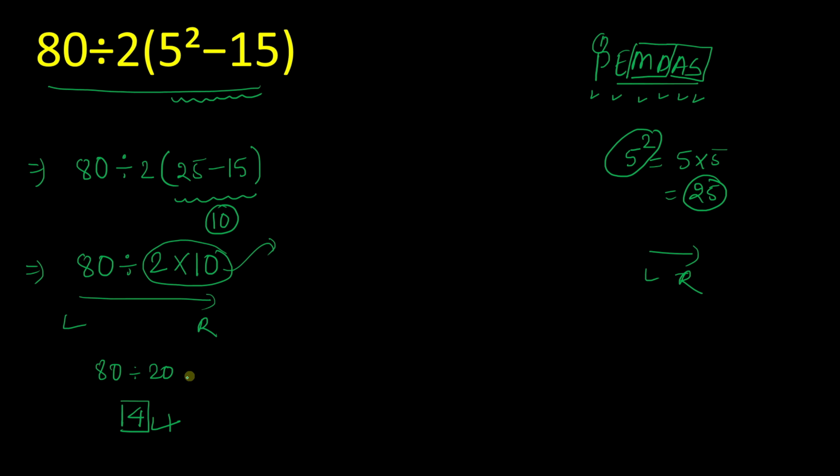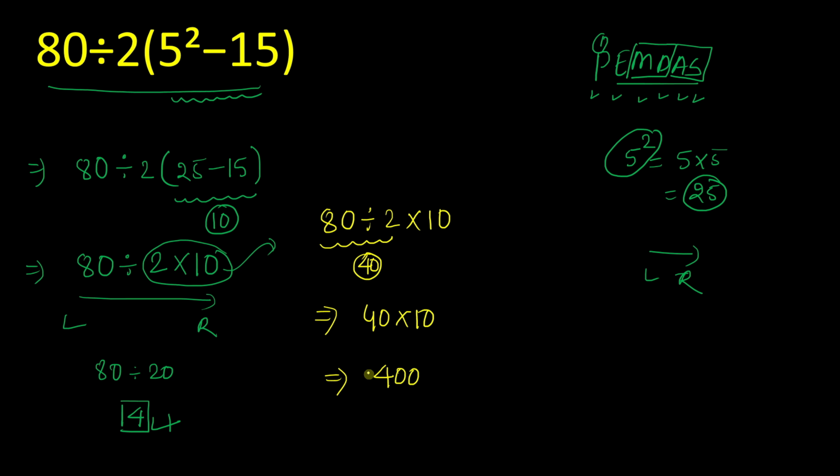So how do we solve it? We will rewrite 80 ÷ 2 × 10. We will first solve the operation 80 divided by 2, which gives 40. So we can write 40 times 10, and 40 times 10 gives 400. So 400 is the right answer.